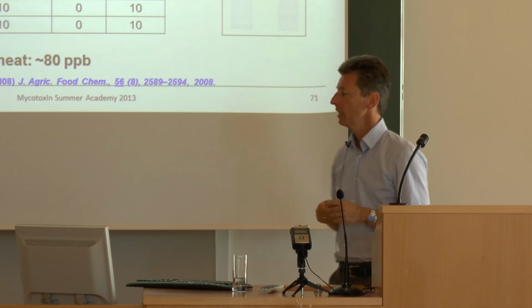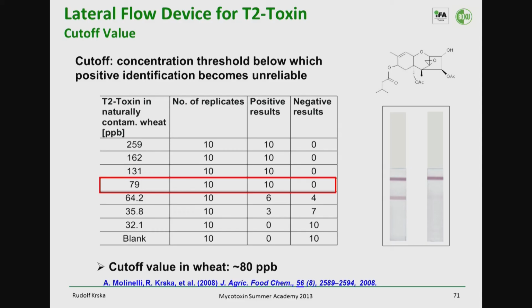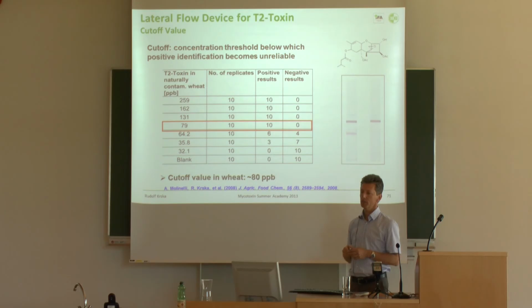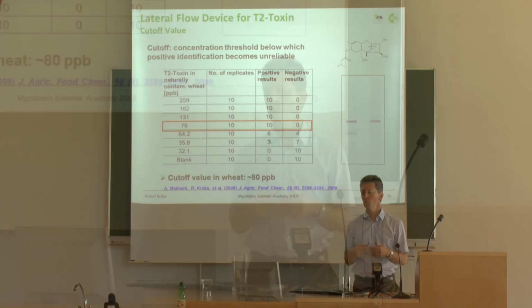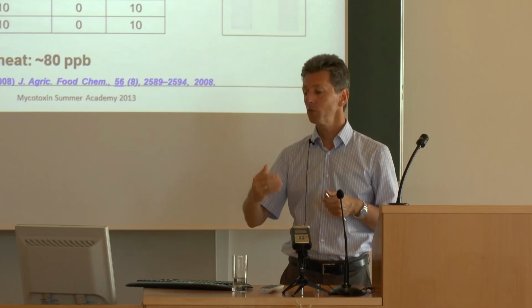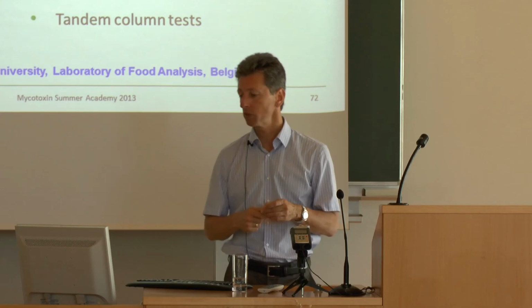That is why we have got a cutoff value, which is the concentration threshold below which positive identification becomes unreliable. And you can actually see that at the level of 79 microgram per kilogram of T2 toxin, you have 10 replicate measurements, you have 10 positive results, no negative results. However, if you go lower, 64, you have got 10 replicates, only 6 positive results, 4 negative results. So that is the cutoff value of that test kit. So you would recommend to a customer or you as a user, well, that test is not to be used for concentrations lower than that, or any concentration below 80 cannot be measured. That is very important to be aware of.